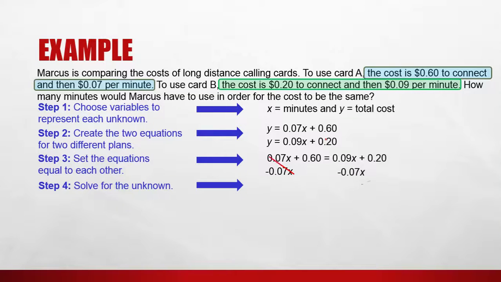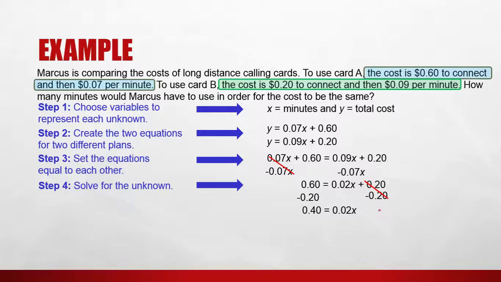So I do that. On the left side, it cancels out because 0.07 minus 0.07 is 0. We're left with 0.60 equals 0.02x. That comes from 0.09 minus 0.07 plus 0.20. So x is still not by itself. We have to use the opposite operation again. This time I am subtracting 0.20 from both sides, giving me 0.40 equals 0.02x.